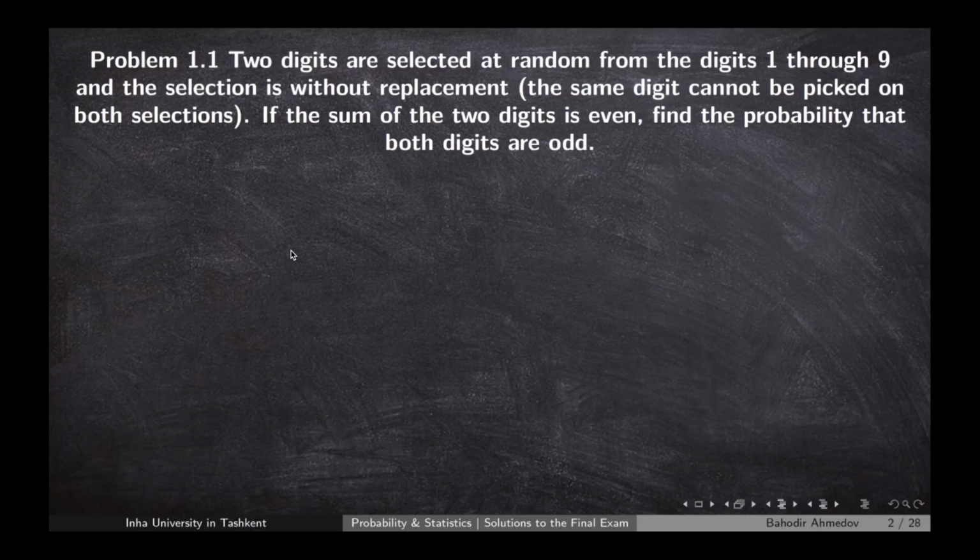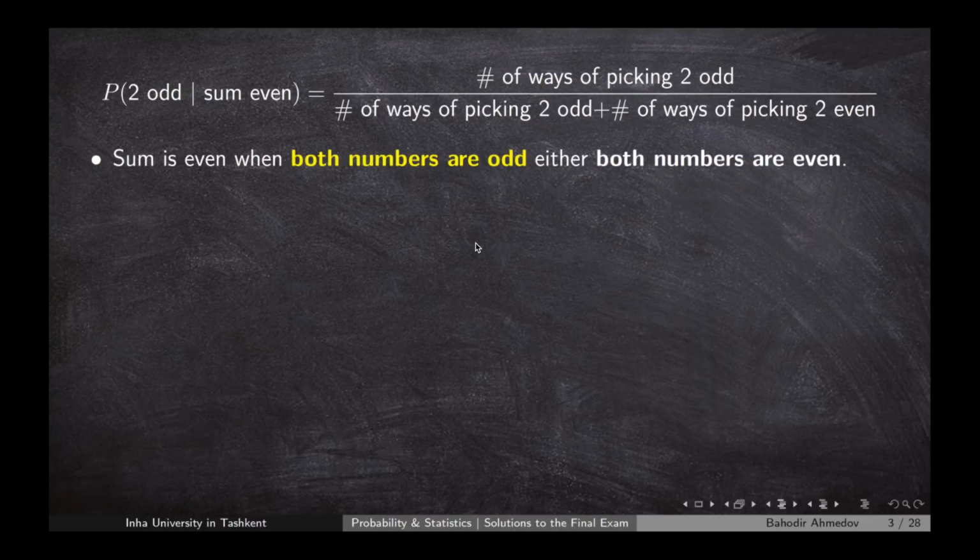Right? So we need to find a conditional probability that the sum is already even. And what is the probability that both of the digits which we chose are odd? So we are going to solve this in 2 different ways. The first way is we would like to evaluate this by finding the number of the ways of picking 2 odd digits and dividing this by the number of the ways of picking 2 odd digits plus the number of the ways of picking 2 even digits, right?